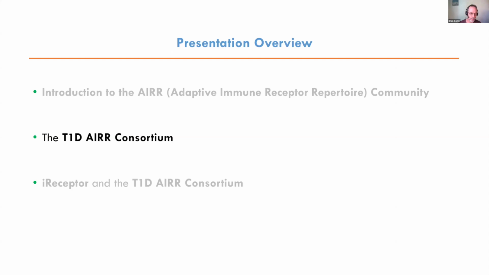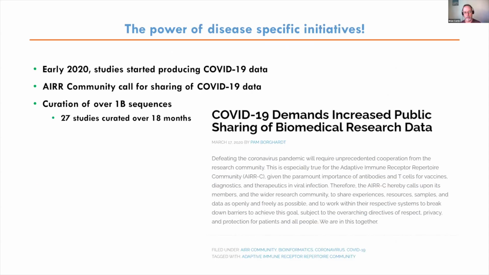So now I'm going to go on to the T1D AIR Consortium. But before I do that, I'm going to just talk a little bit about the power of disease-specific initiatives, which is what the T1D AIR Consortium is. So it is a specific consortium that's targeted type 1 diabetes as a disease, recognizing that sharing data is really, really important to get a better understanding of that disease.